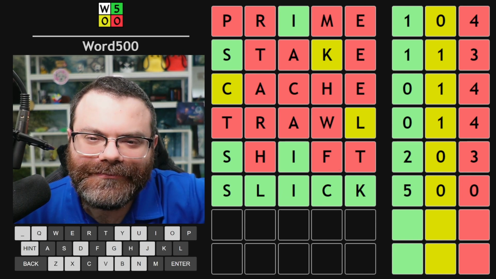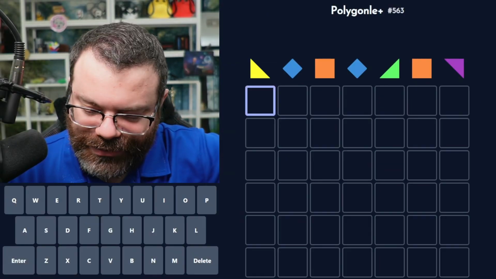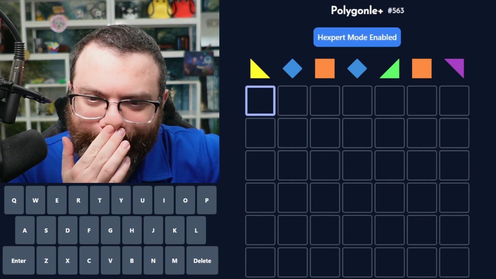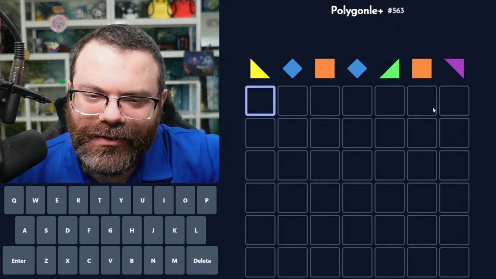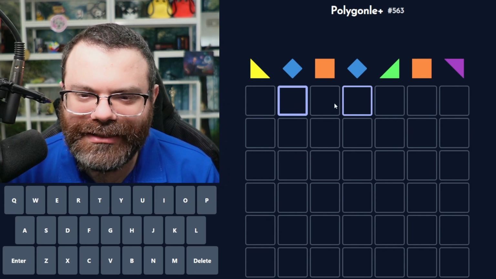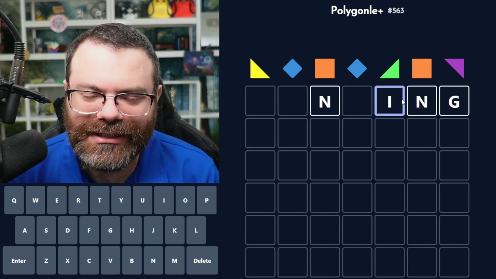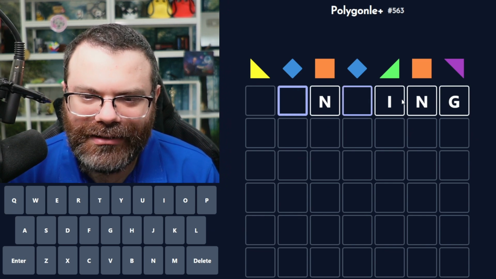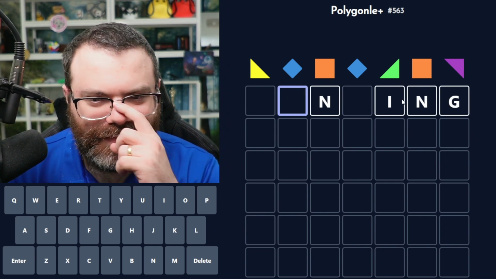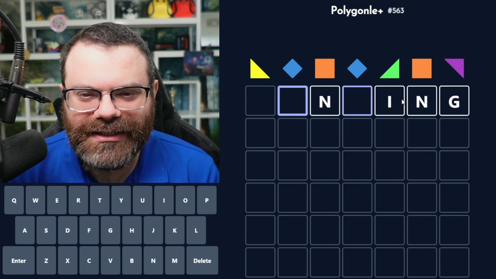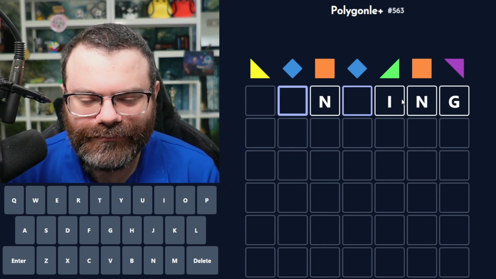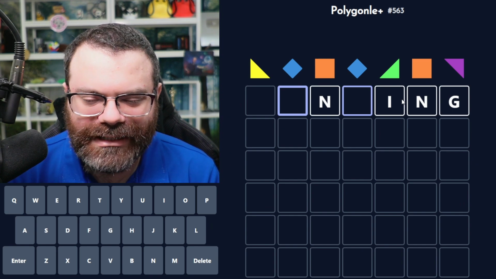All right. Let's do polygonal. Make sure Hexpert's on. Okay. So we have a 7-letter word today, and this letter repeats, and this letter repeats. So if we look at ing, that puts an N there. What could we do there? I feel like this would have to be a vowel. I don't see how that would work.